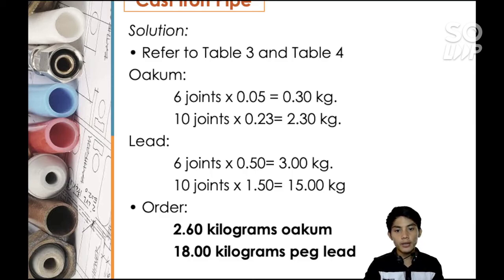Then for the lead, we have 6 joints times 0.50 equals 3 kilograms. Then 10 joints multiplied by 1.5 equals 15 kilograms. So we will order 2.60 kilograms of oakum and 18 kilograms of lead.